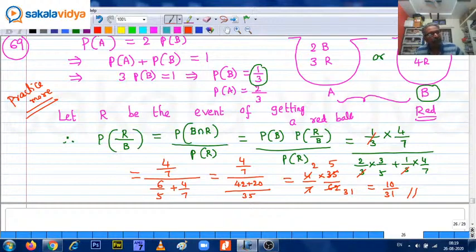So this probability has been completed. Still I need to complete the statistics as well as some theory of equations. One episode is there that I will complete. Okay, I will take care. Right. Thank you.